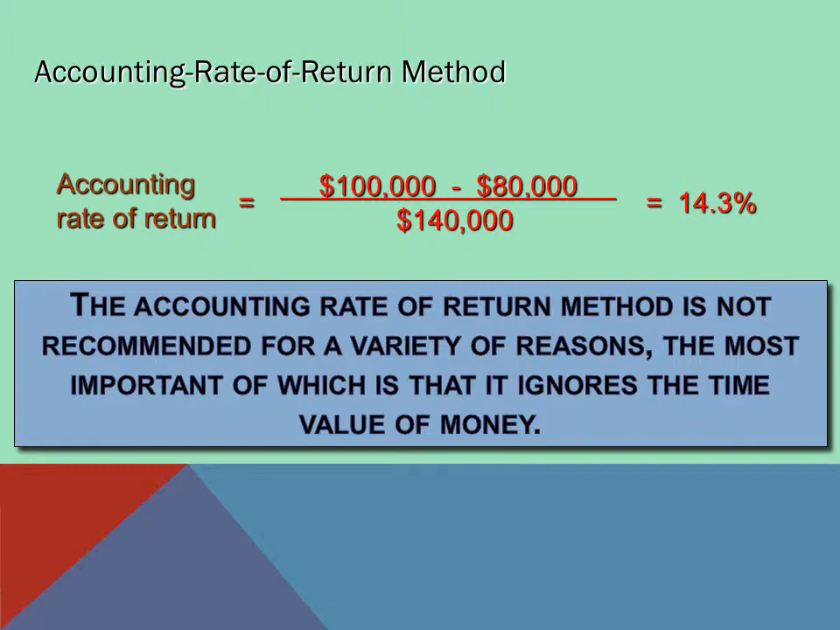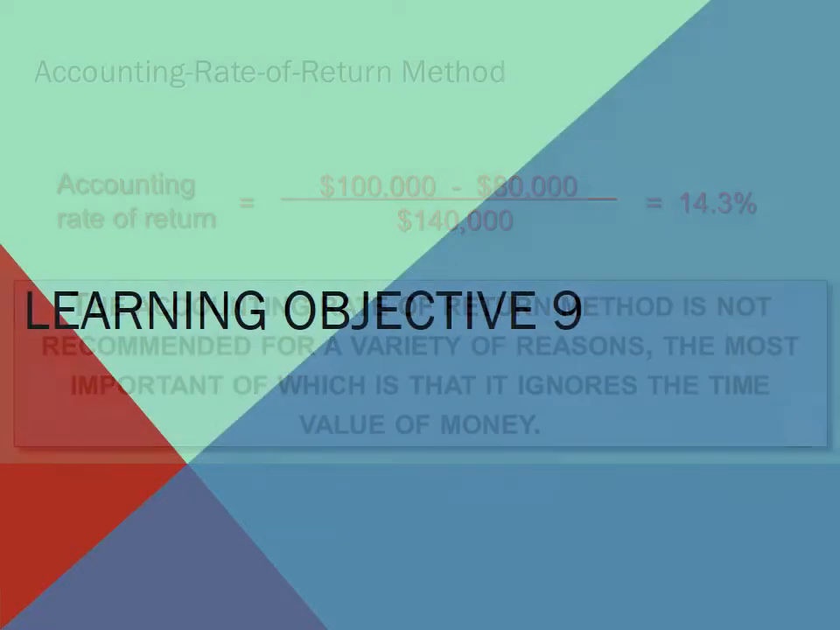Like the payback method, the accounting rate of return method is a simple way of screening investment proposals. Some managers use this method because they believe it parallels financial accounting statements, which also are based on accrual accounting. However, like the payback method, the accounting rate of return method does not consider the time value of money.